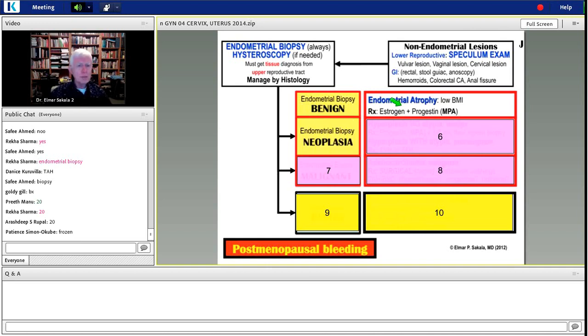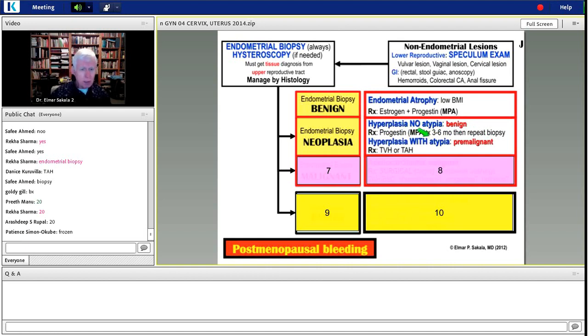What if the biopsy shows endometrial neoplasia? Endometrial neoplasia would be precancerous. What would we be looking at? We'd be looking at hyperplasia without atypia and hyperplasia with atypia. Now, if there is endometrial hyperplasia with no atypia, that is benign. The likelihood of that going on to endometrial carcinoma is very low. The treatment is progestins, MPA, for 3 to 6 months, and then repeat the biopsy. Make sure it is no longer hyperplastic.